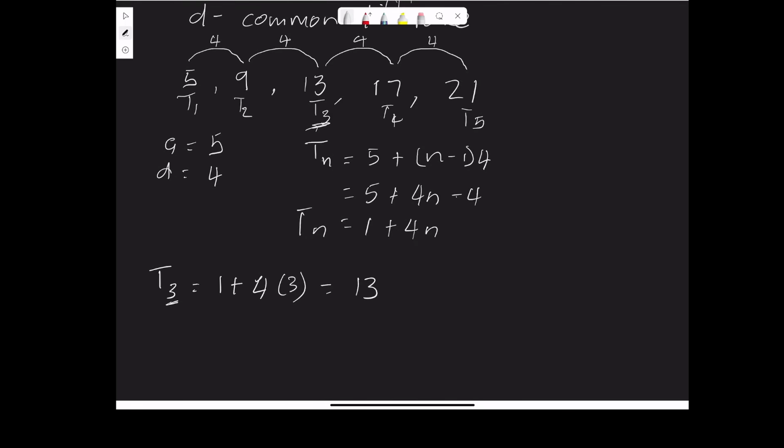Of course, that's where this deriving of formulae actually comes in quite handy, because you don't want to keep adding and adding. What I want to do is just plug in a value. Let's say we were looking for T50. So again, we plug in: 1 plus 4 times 50. What is 50 times 4? That's 200, plus 1. And so it means that T50 will be 201.